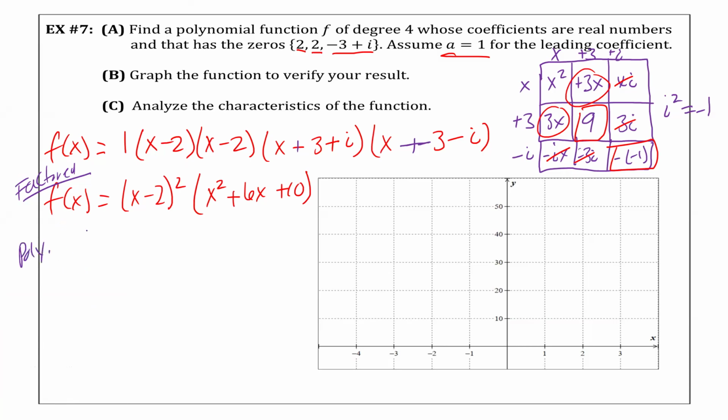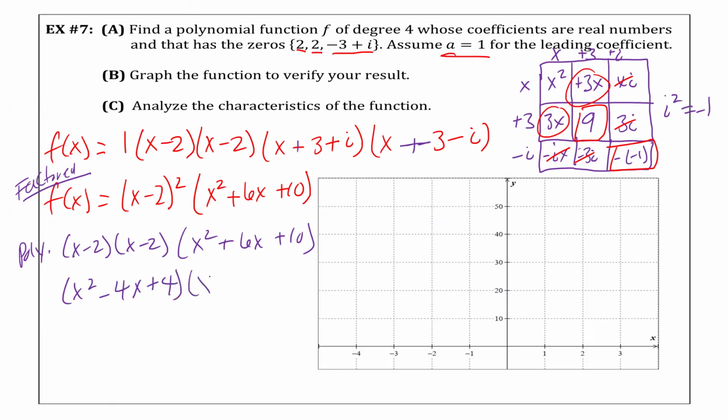Okay. So to get into polynomial standard, we're going to have to expand. So x minus 2 times x minus 2 times x squared plus 6x plus 10. So expanding this, the first x minus 2 times x minus 2 is going to give me x squared minus 4x plus 4. You distribute each term to every term.